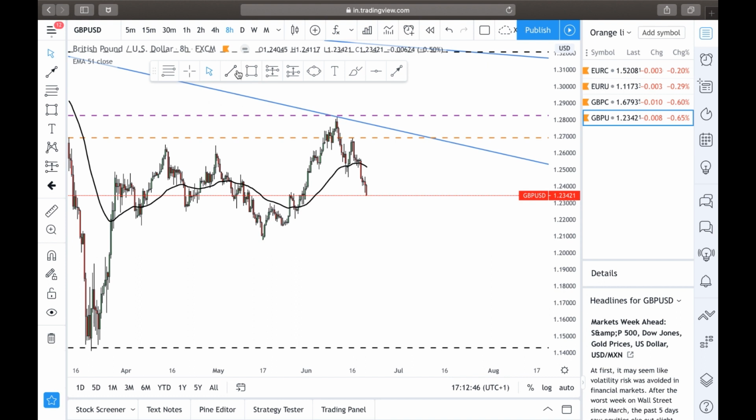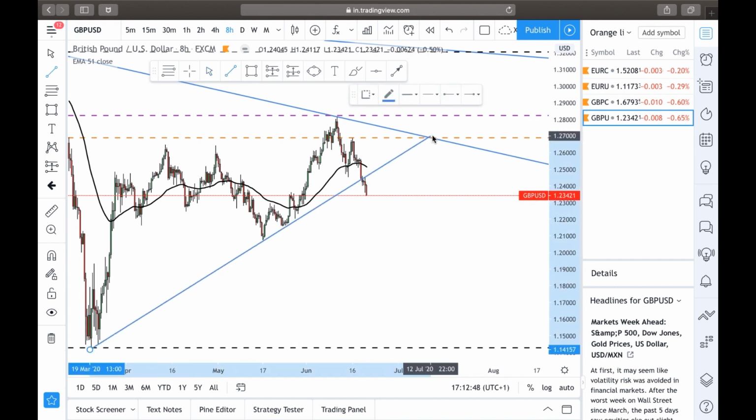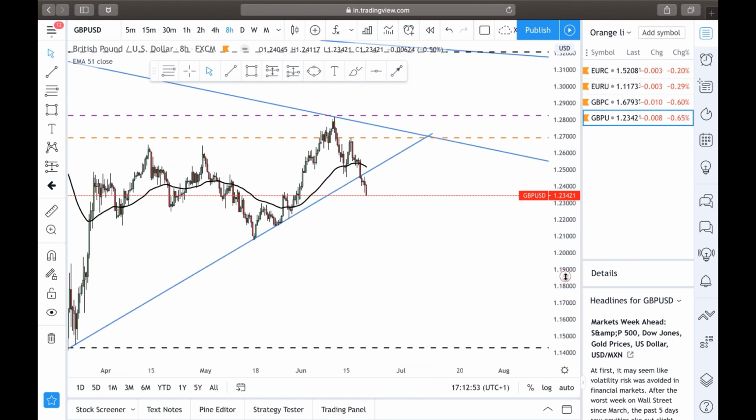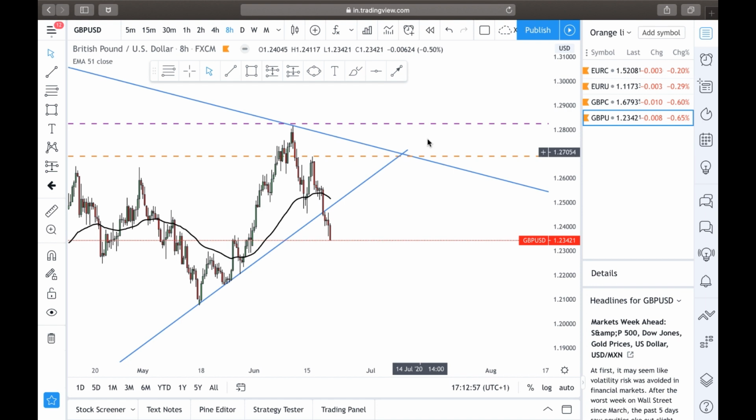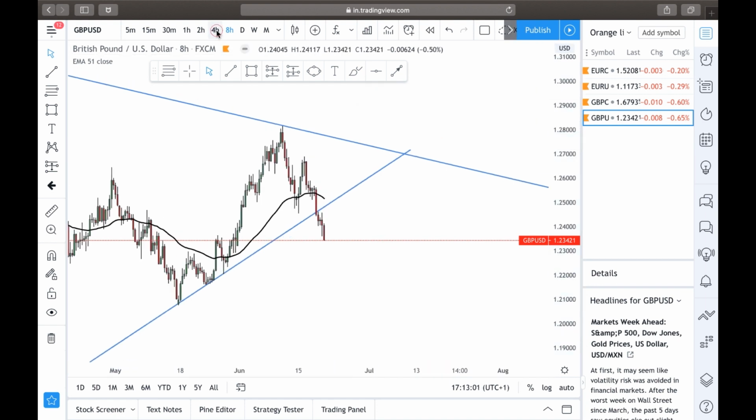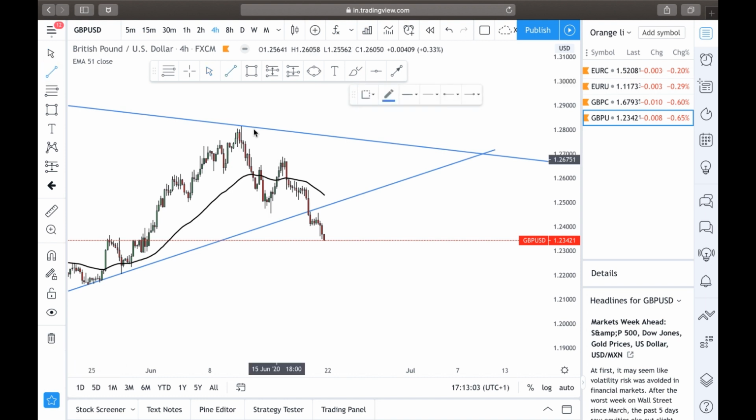And I can clearly see there's an ascending trend line. One touch, two touch here. See? It's been broken. So what am I saying? Basically, I'm going to delete the fib because it's basically irrelevant now, but I just wanted to show you. Go down to the 4 hour and there's already an ascending trend line.